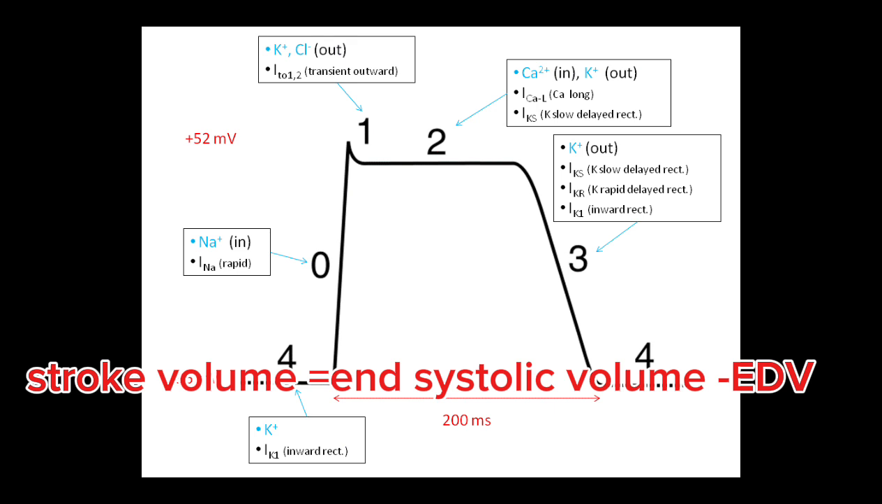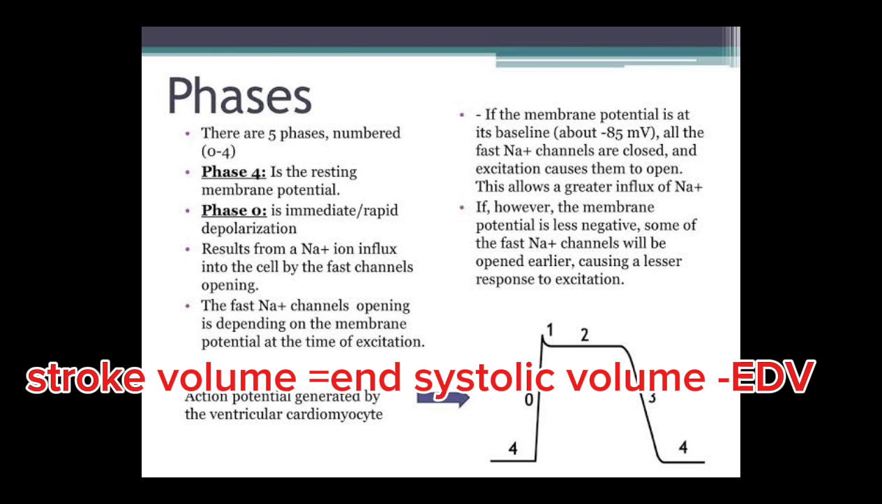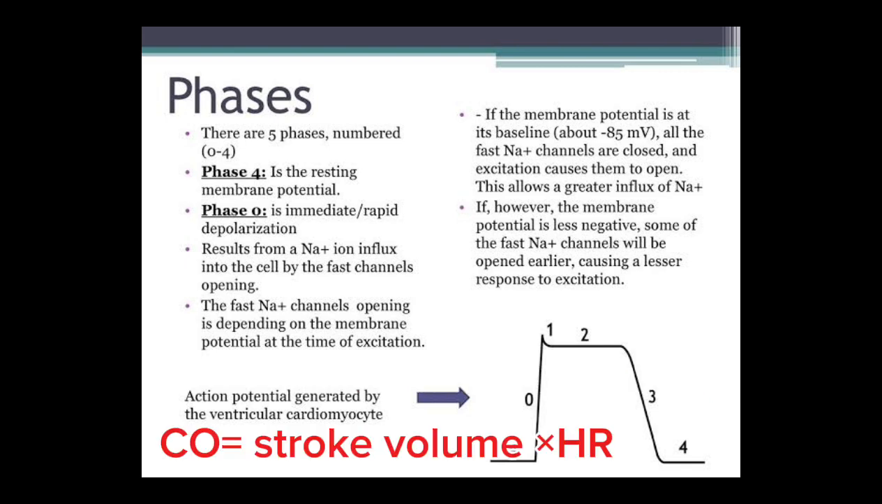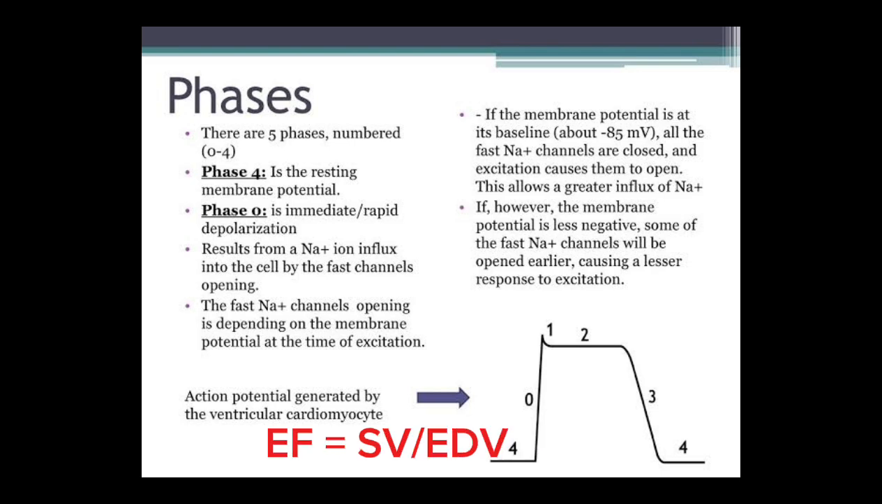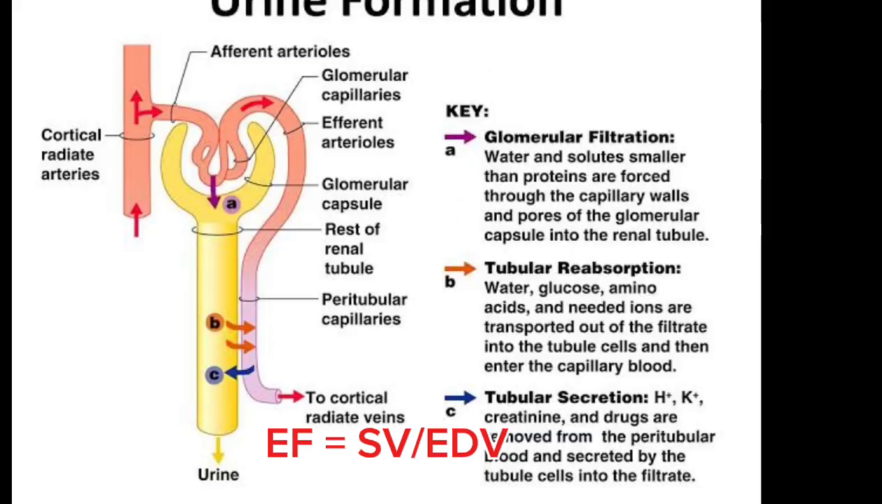Cardiac output is equal to stroke volume times heart rate, while stroke volume is equal to end diastolic volume minus end systolic volume, and ejection fraction is stroke volume divided by end diastolic volume. So these are the phases of the cardiac cycle.